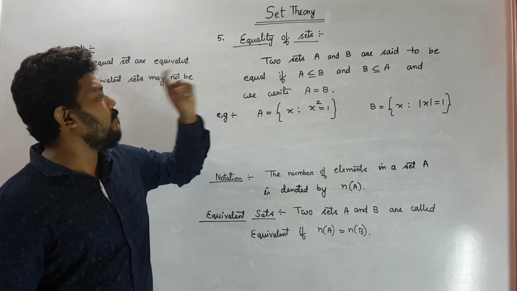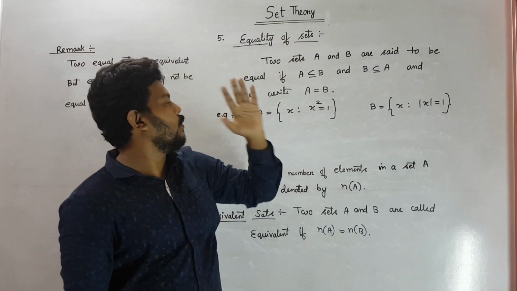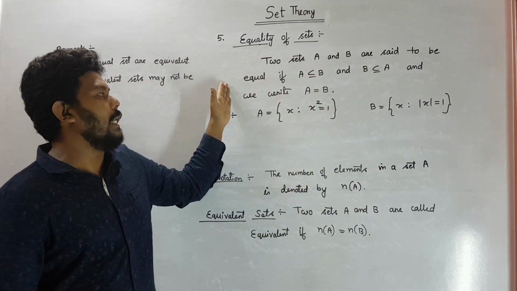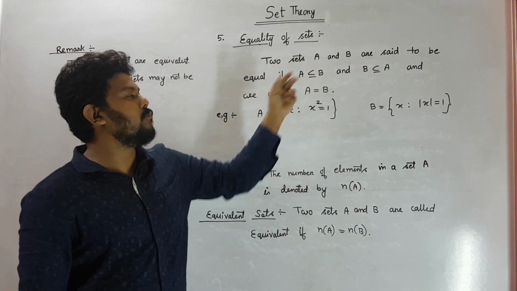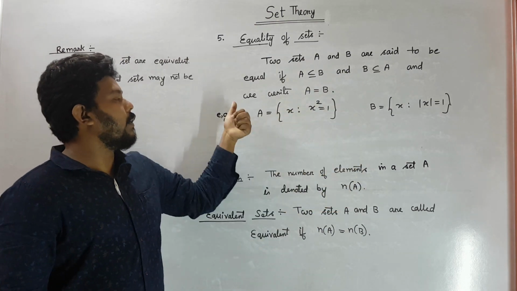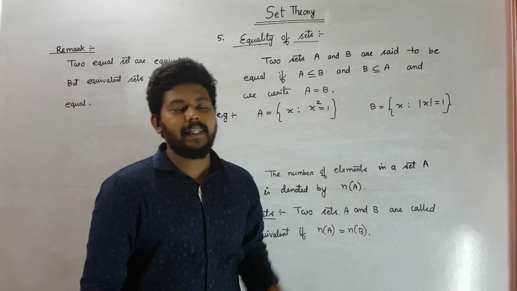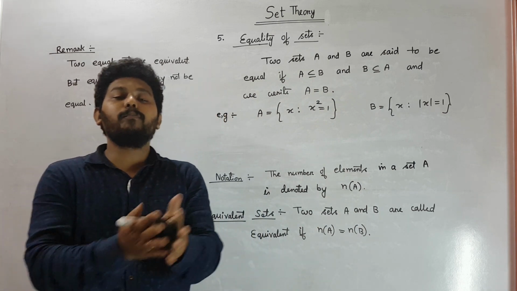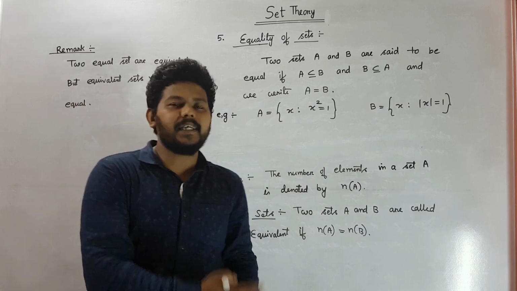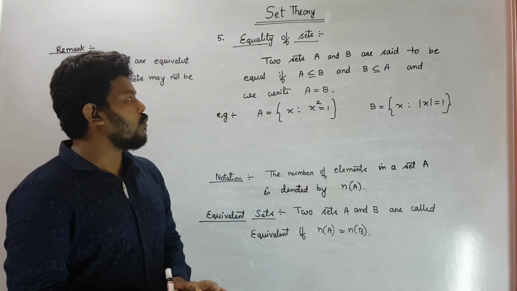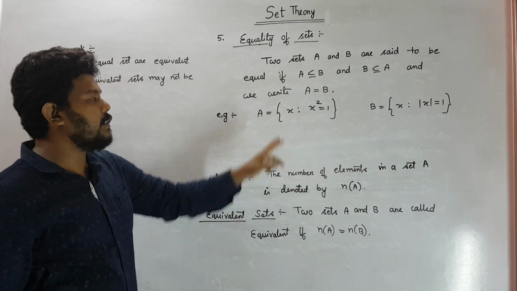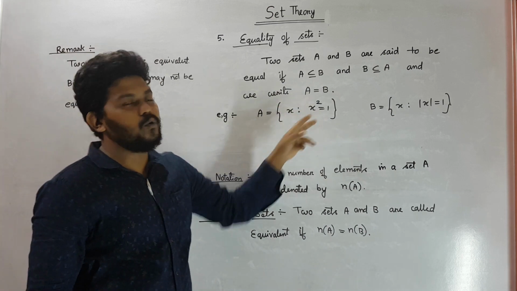Next is number 5, equality of sets. Two sets capital A and capital B are said to be equal if A is a subset of B and B is a subset of A, and we can write A equal to B. That is, A and B are composed of the same elements, same number of elements and same elements, then they are called equal sets. For example, set A is x such that x square is equal to 1.